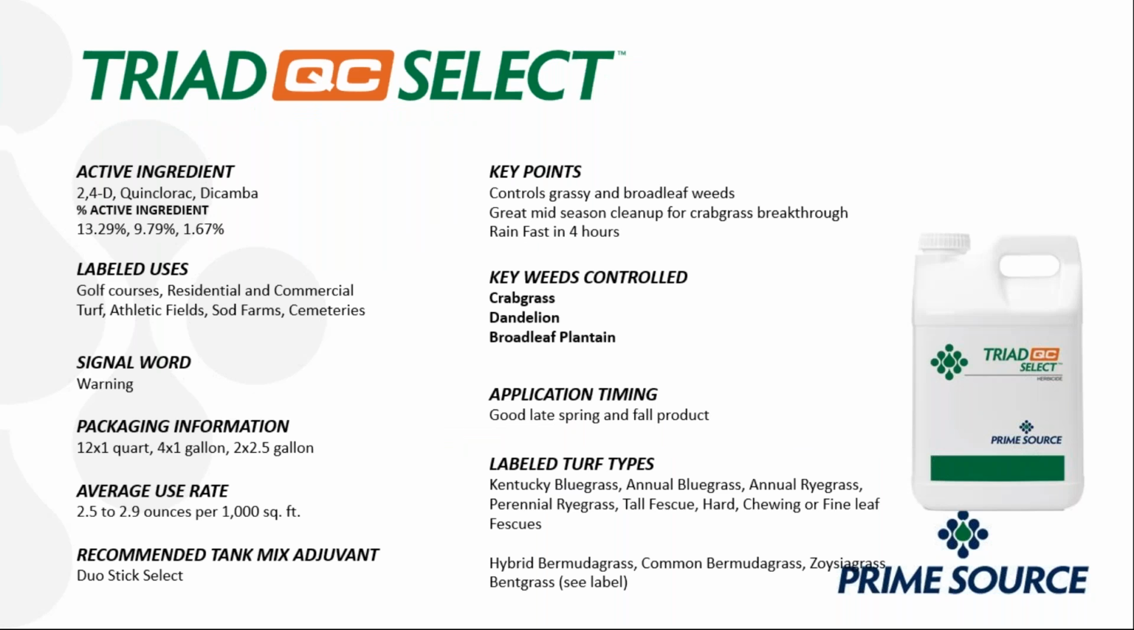That brings us to Triad QC. Triad QC is a 3-way. Triad SFZ was a 4-way, but this one is a 3-way. So instead of the MCPA, we took that out and put in Quinclorac. As I mentioned earlier, Quinclorac is a group 26 herbicide. So it gets monocots. It's a grass herbicide.